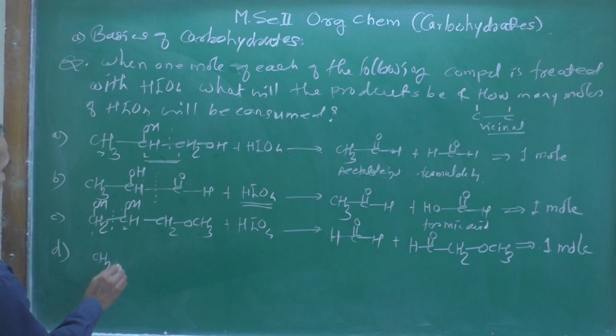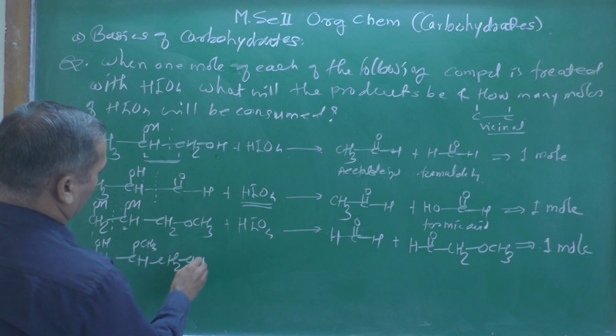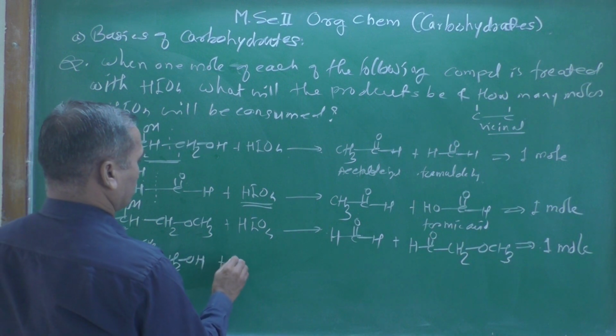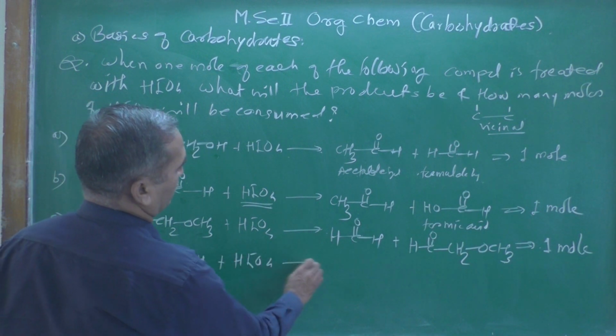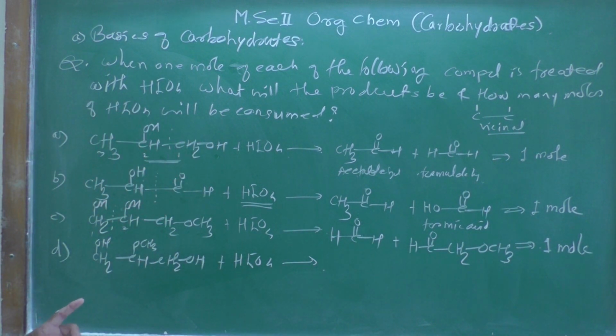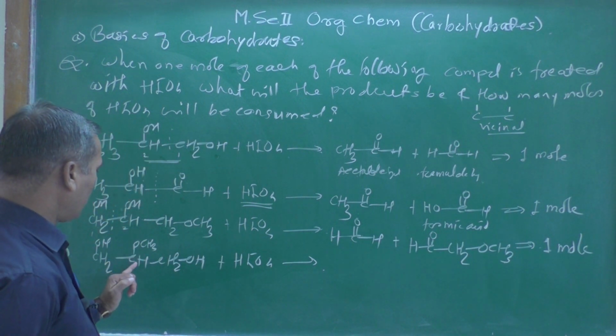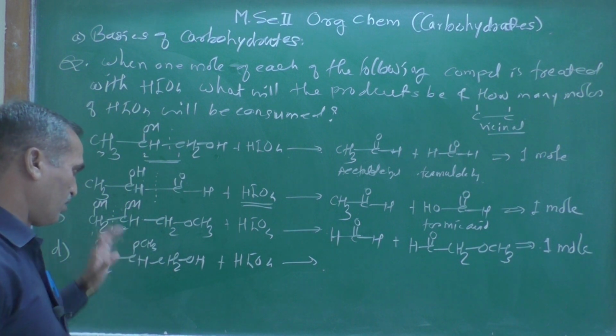Here CH2OH, then CHOCH3, then CH2OH, treated with HIO4. Observe the structure carefully. What do you see over here? CH2OH, CHOCH3, CH2OH. The hydroxyl groups are present in the starting material, no doubt about it, but in between there is an OCH3 group.